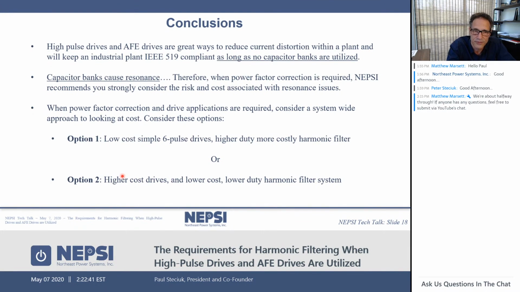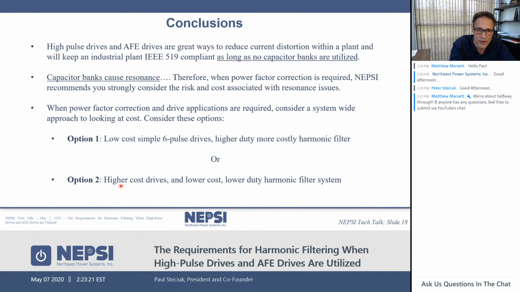When you're looking at a system, there is some economic analysis that you should consider. When power factor correction and drive applications are required together, consider a system-wide approach to looking at costs. Consider these options. Option 1, the low-cost, simple 6-pulse drives. Remember, the 6-pulse drive is simple topology and very simple technology. And then install a higher duty harmonic filter. So instead of buying an expensive, more complex drive, consider buying a 6-pulse drive and installing larger harmonic filters, because power factor correction is a very economical choice.